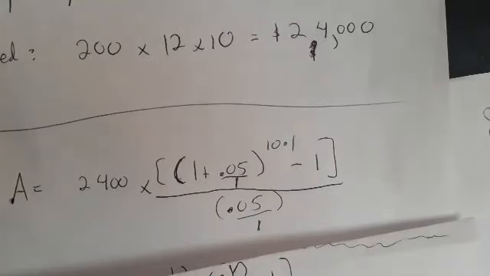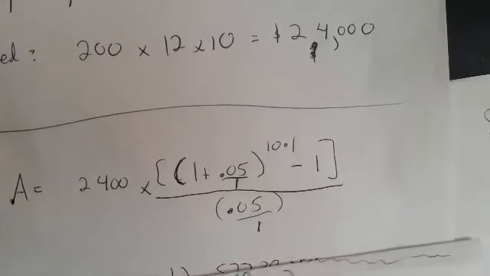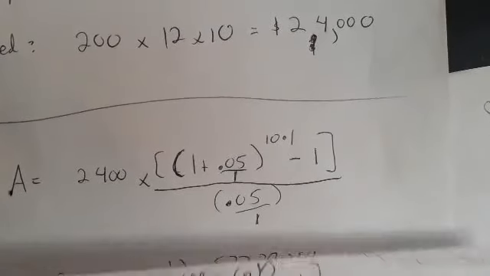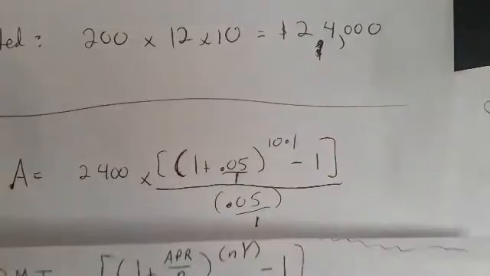So what I did: 1.05 to the 10th power, and I got 1.62889. Yeah, I didn't do all the middle steps in here. I'm going to double check. 0.05, that's correct. Okay, yeah, that's it. Okay, give me one second.